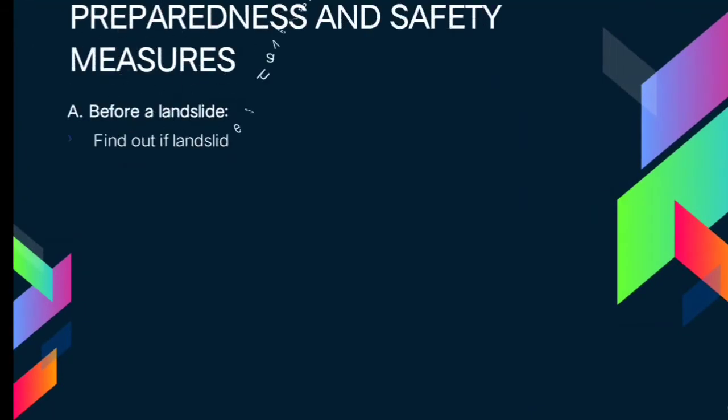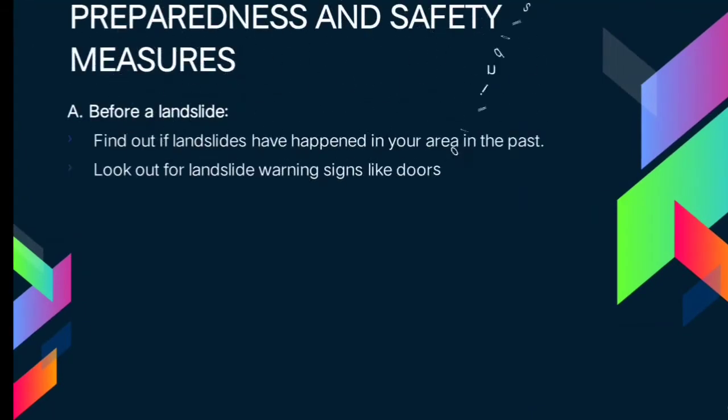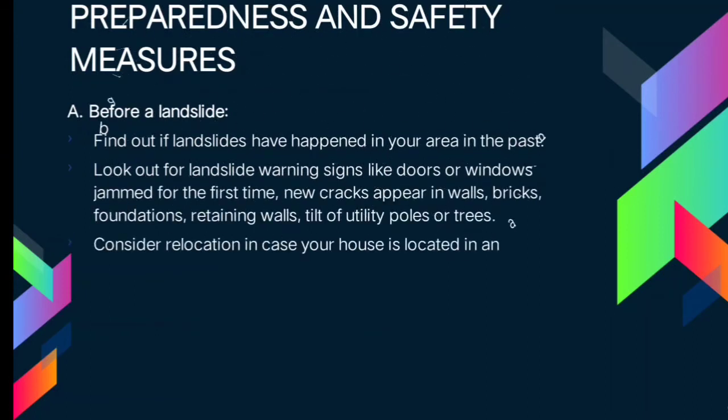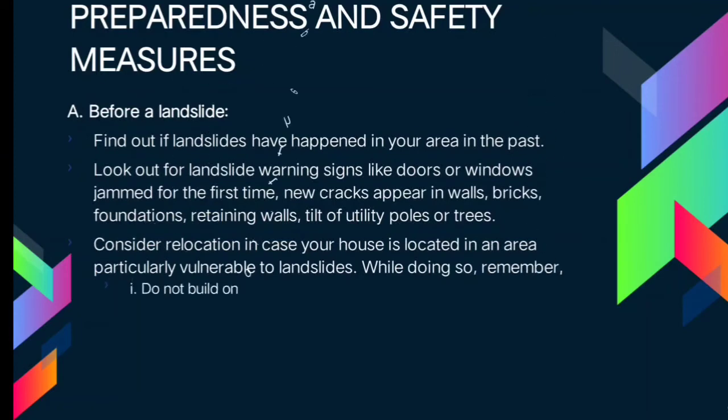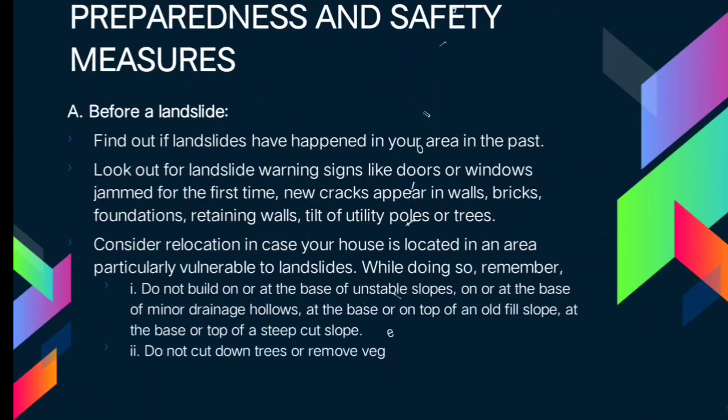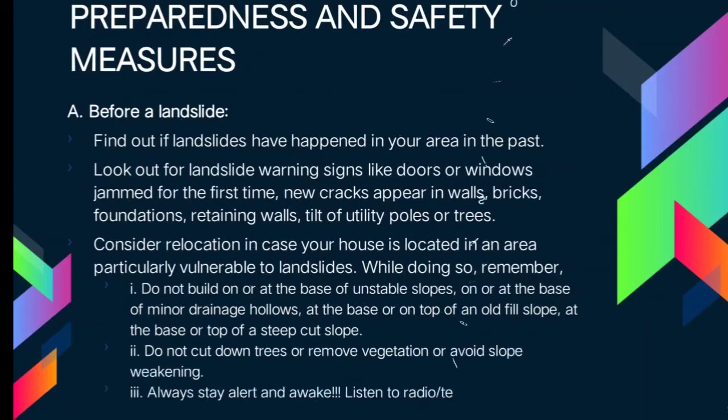Preparedness and safety measures to be followed before a landslide. First of all, find out if there exists a history of landslides in the particular area. Look out for landslide warning signs like doors or windows jammed for the first time, new cracks appearing in walls, bricks, foundations, retaining walls, and tilt of utility poles or trees. Plan to relocate in case your house is located in an area particularly vulnerable to landslides.